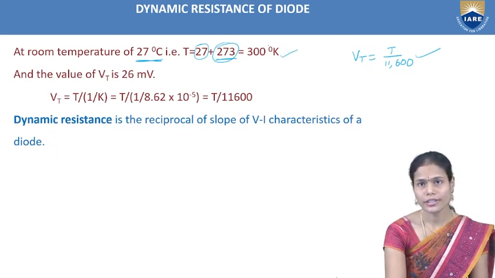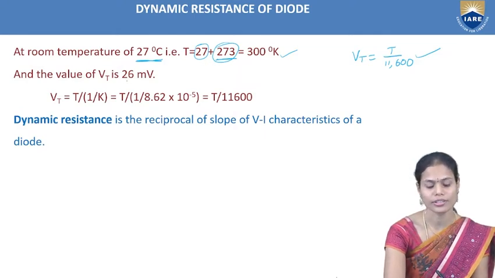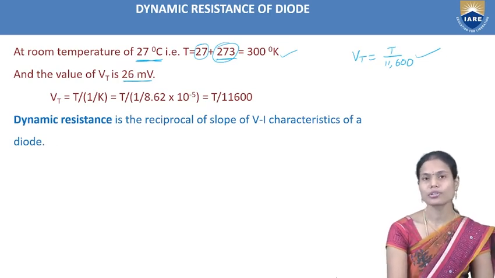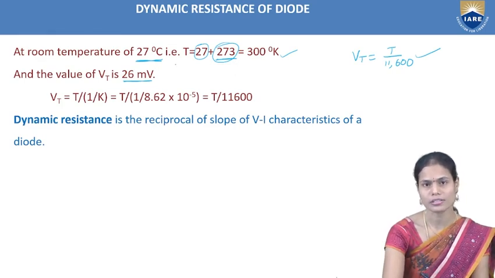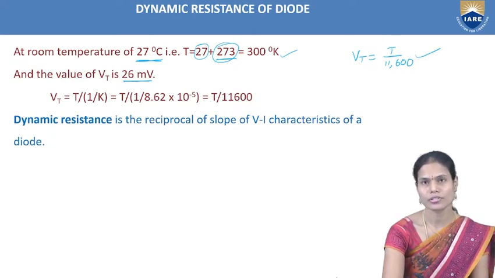So at 300 degrees Kelvin, the value of Vt if we calculate, we will get it as 26 millivolts. Generally, to calculate the Vt value for any temperature, this 26 millivolts is for 27 degrees Celsius; suppose we may take it as 24, 26 or 25, anything. So for those different temperatures, we have to use T by 11,600.